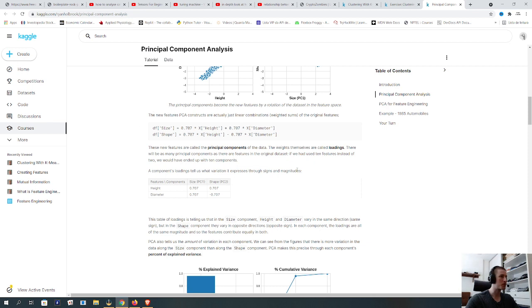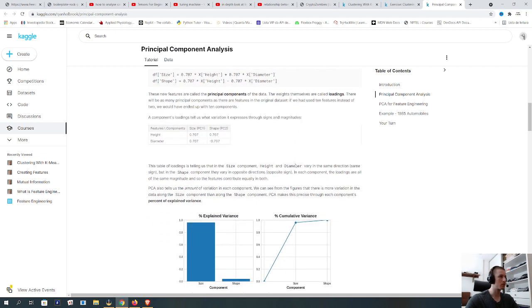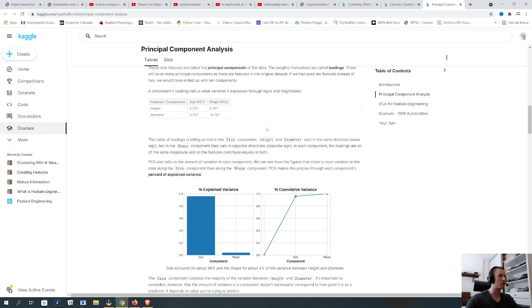The new features PCA constructs are actually just linear combinations, weighted sums, of the original features. The new features are called the principal components of the data. The weights themselves are called loadings. There will be as many principal components as there are features in the original dataset. If we had used 10 features instead of 2, we would have ended up with 10 components. Components' loadings tell us what variation they express through signs and magnitudes.